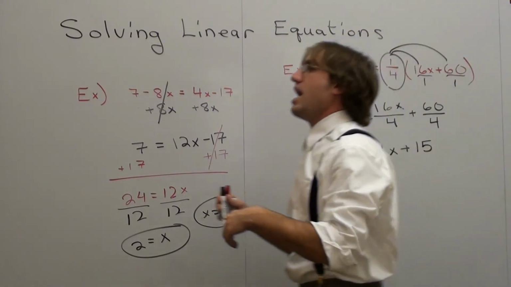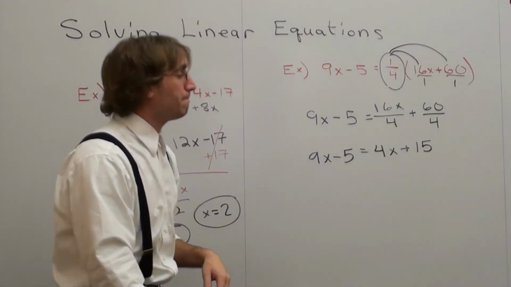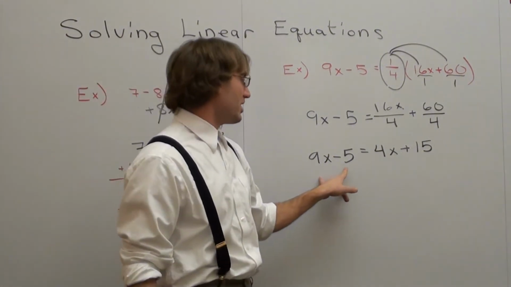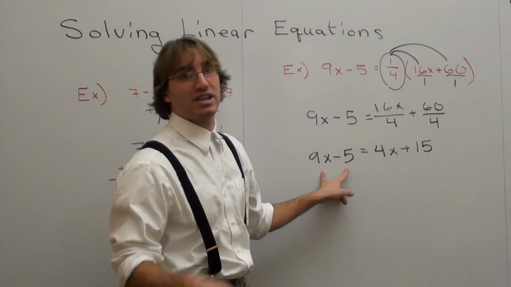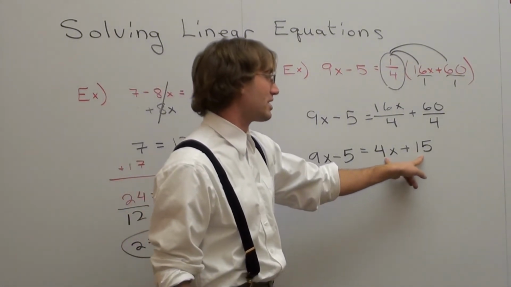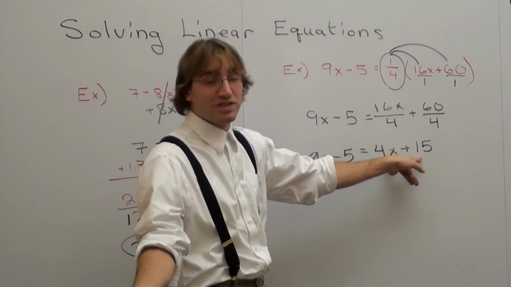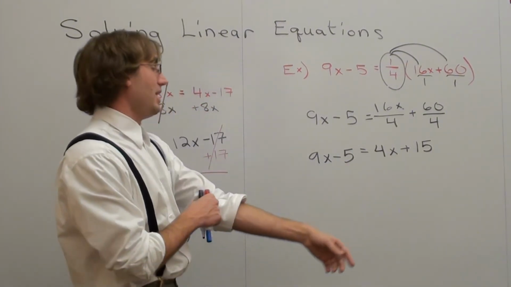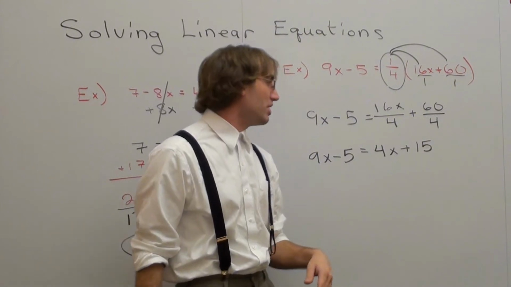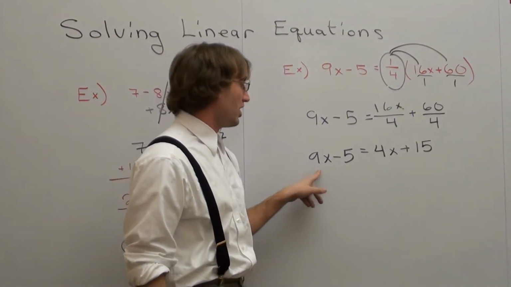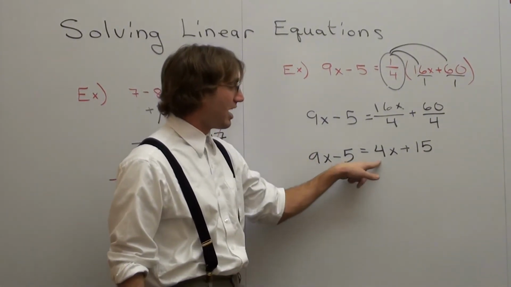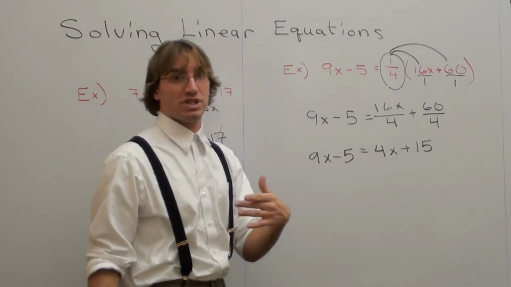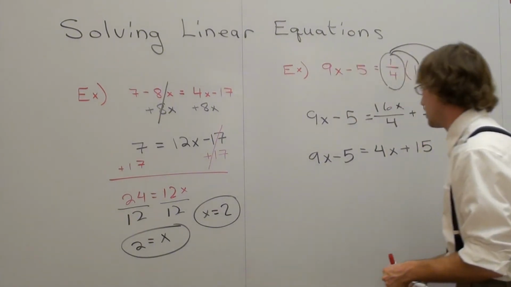Everything with an x should go on one side, everything without an x should go on the other. And the reason is because I can't combine 9x minus 5 because they're not like terms, and I can't combine 4x and 15, 4x men and 15 people, because they're not like terms. So I'm going to move everything with an x to one side. And actually in this case it's easier for me to move 4x over here because here I would have to subtract 9x and here I'd have to subtract 4x, and it's nicer to work with positive variables as opposed to negative. So here we go.